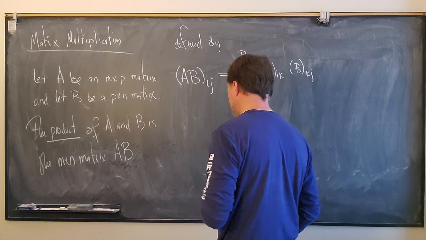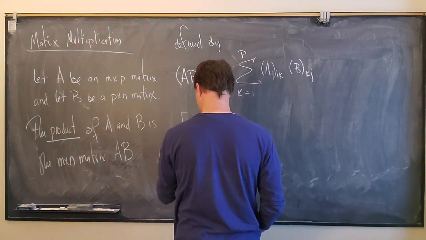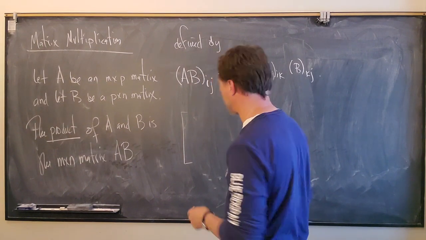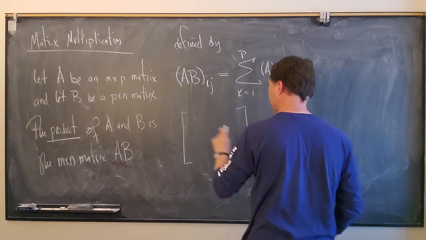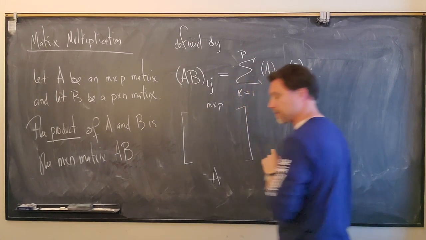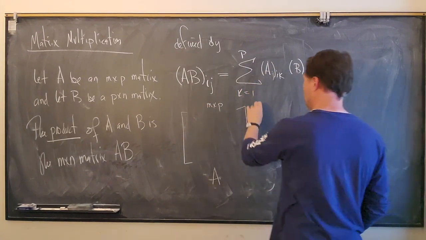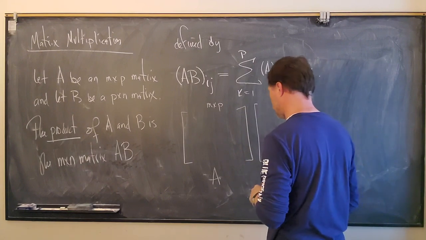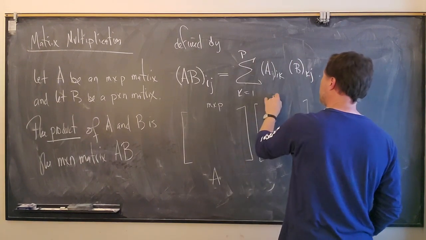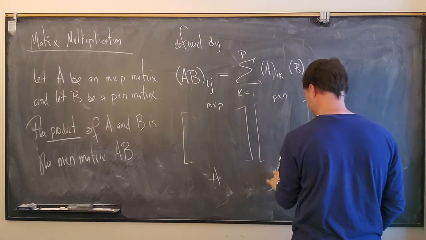So here's the idea then. What do we have? I'm going to take this slowly. Here's my matrix A, and this one was M by P. So here's my matrix capital A. Here's my matrix capital B. This matrix is P by N.